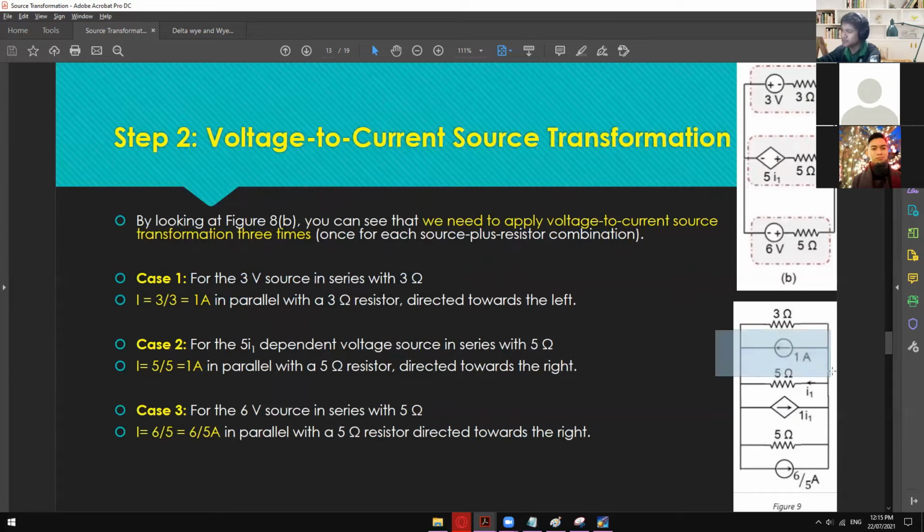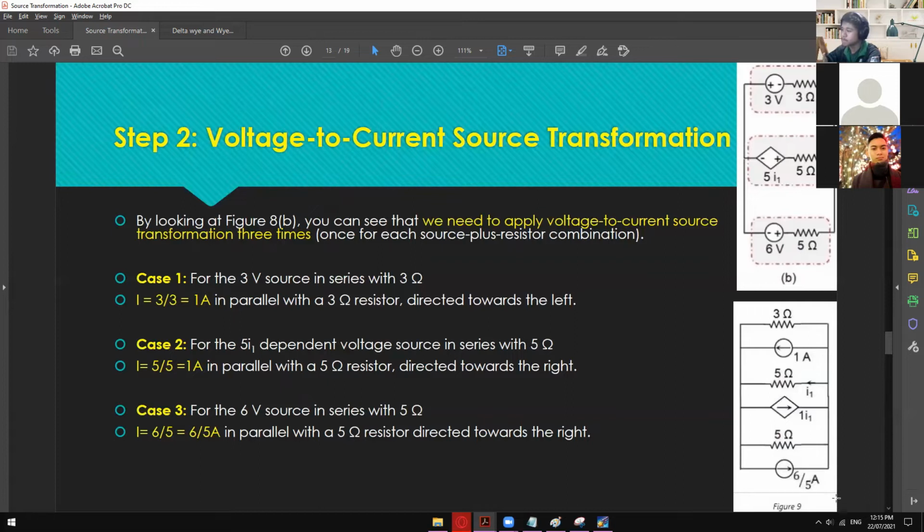Okay, which resulted in this current right here. The same with this one. So V divided by R, which is 1 divided by this R, resulted in something like this, which is the same as case number 3. So V divided by R resulted in this formation right here, or this circuit right here.